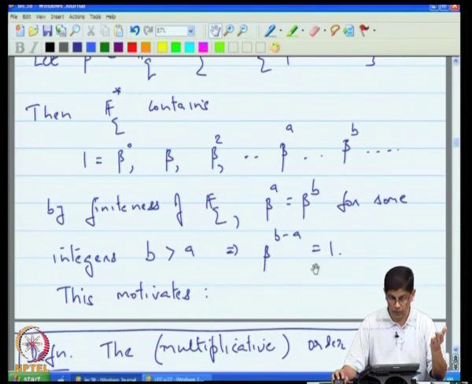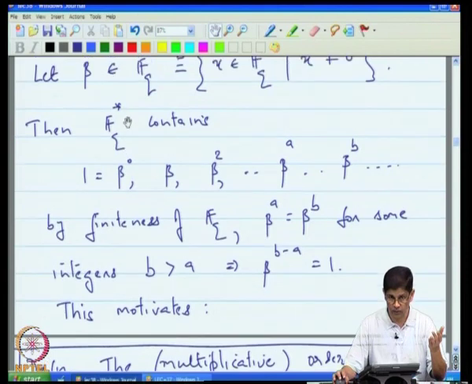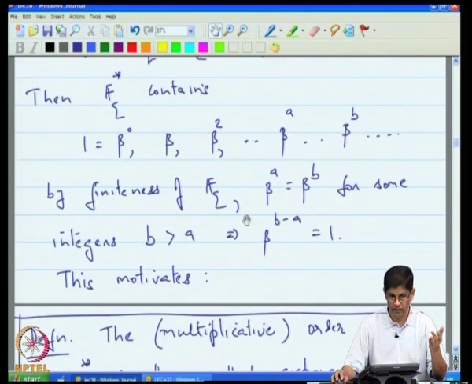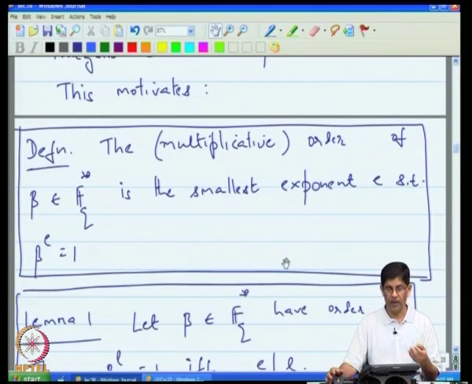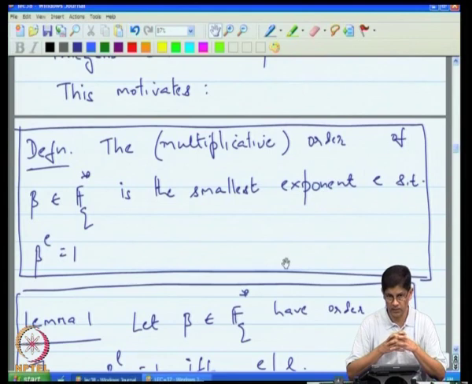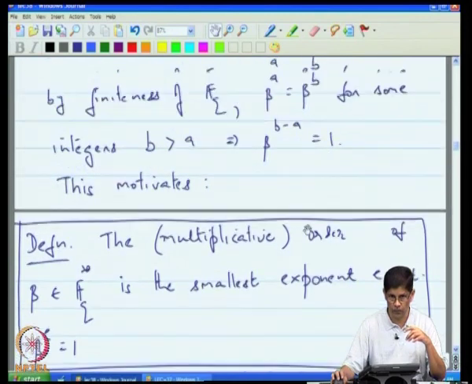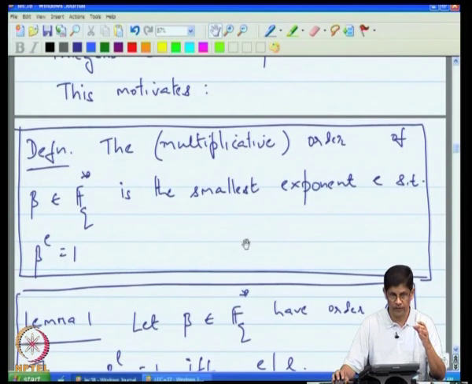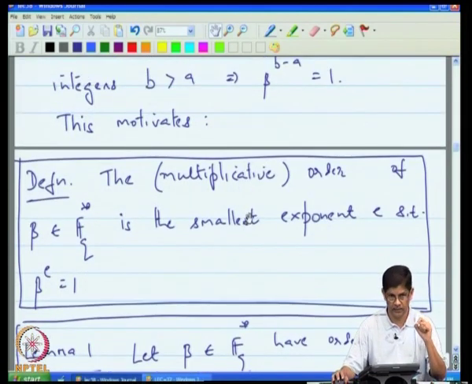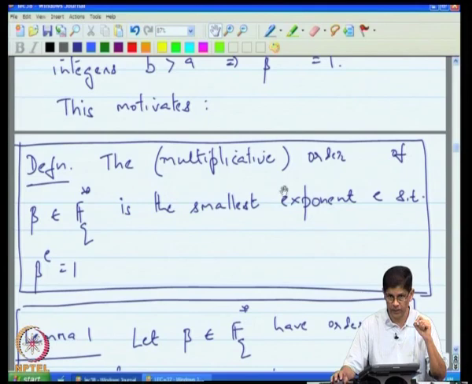Okay, so, now what that is telling us is that for every non-zero element in F_q there exists an integer such that if you raise beta to that power you will get 1. And so, now you are led to the following definition: the multiplicative order of beta is the smallest exponent e such that beta to the e is 1, because we already know that there is some integer such that beta to that integer is 1. So, now we are asking what is the smallest integer with that property, and that is called the order of beta in F_q.